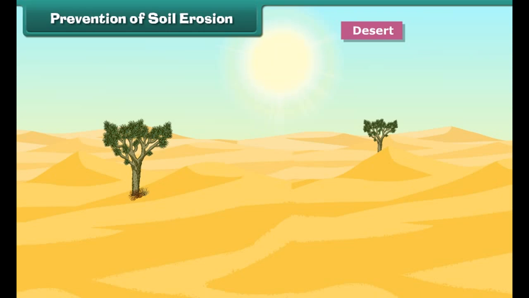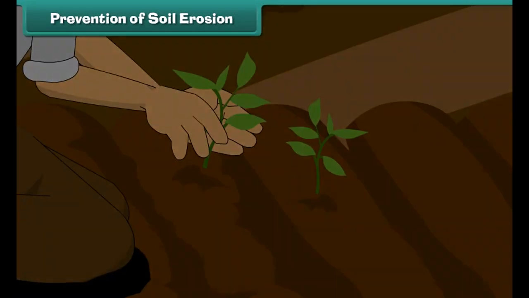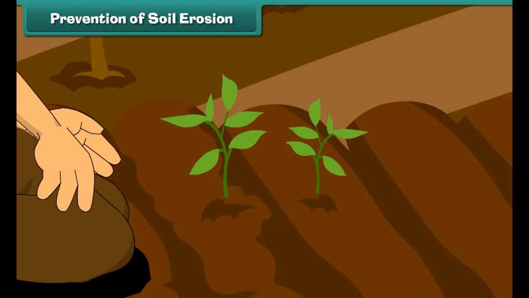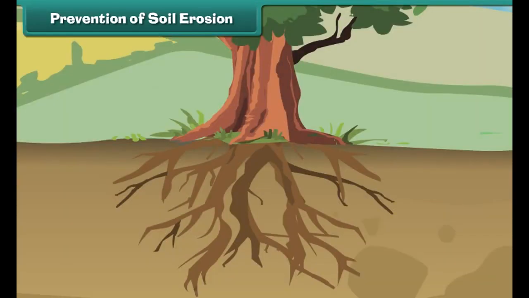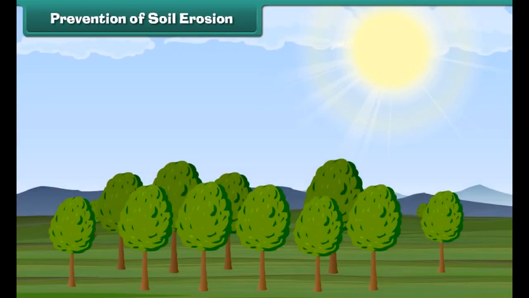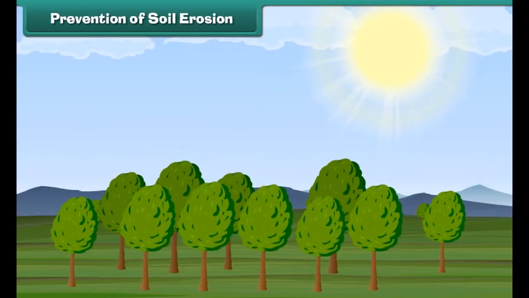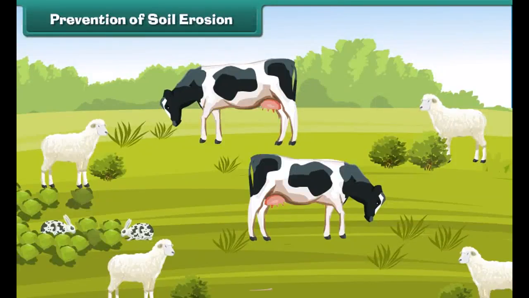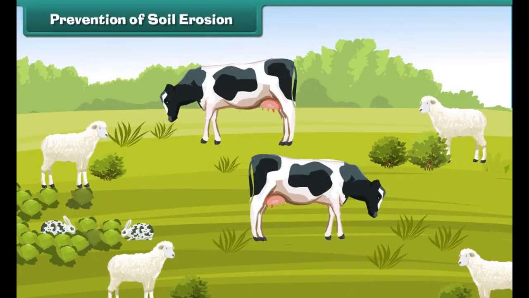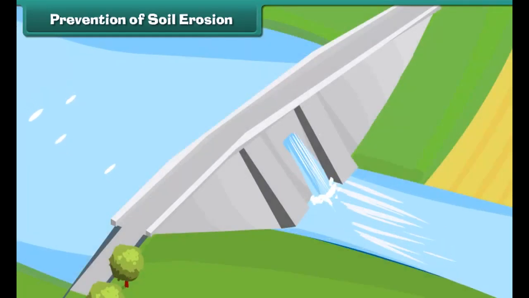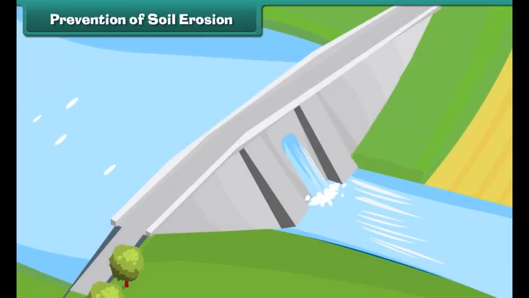There are many ways of preventing soil erosion. One of the most common ways is to grow more and more trees. The roots of trees hold the soil firmly and do not allow it to wash away easily. Trees planted across the wind direction protect soil against the high-velocity winds. Controlling overgrazing of the land by animals also controls soil erosion. Building dams controls soil loss.